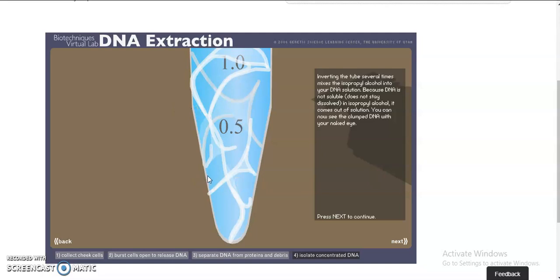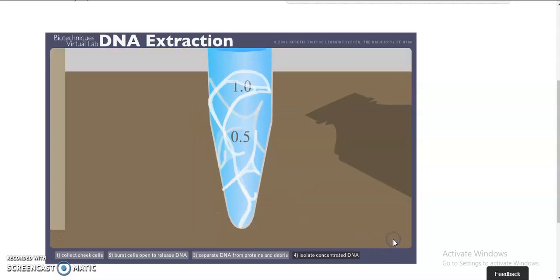Inverting the tube several times, mix the isopropyl alcohol into your DNA solution. Because DNA is not soluble, it does not stay dissolved in isopropyl alcohol, and it comes out of solution. You can now see the clumps of DNA with your naked eyes.